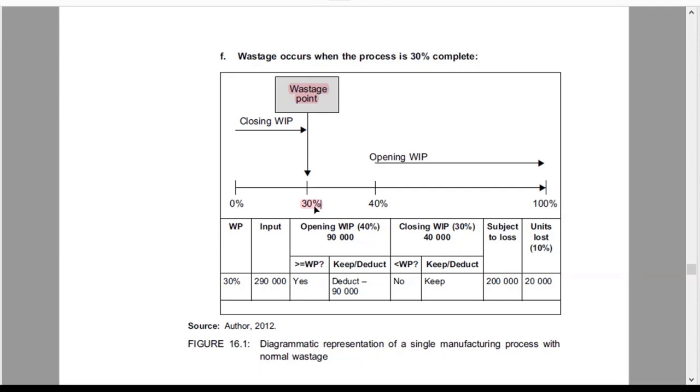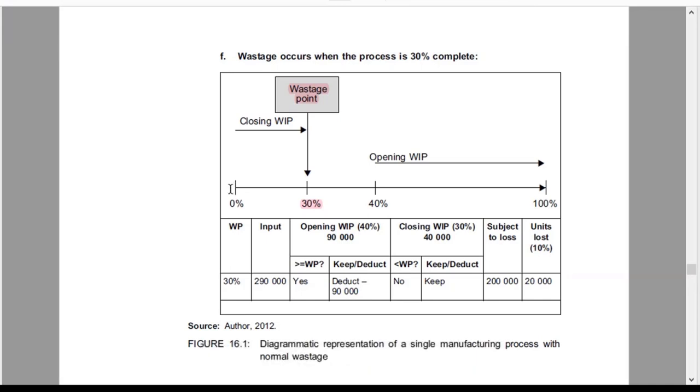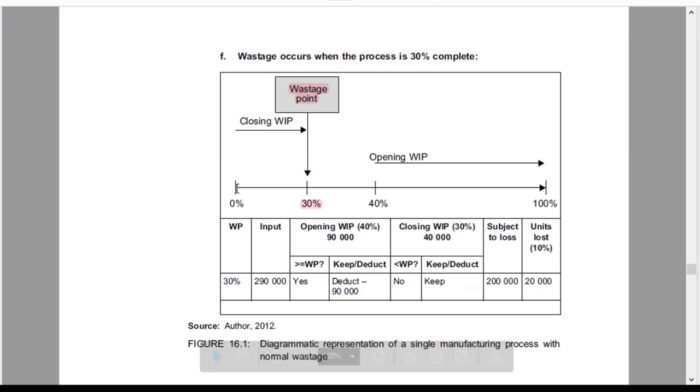That's number one. You have to draw it for yourself as to where this wastage point is. It's 30%, and we will also look at the exam. It's 30%. Then thereafter, you start asking yourself these questions. So I've discovered where my wastage point is. It's 30%. What's the number of units that I start with? You'll find that here is your opening WIP and what was put into production. So it's 290. I started with it here at zero.